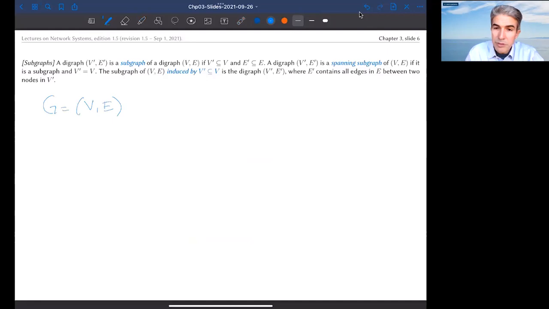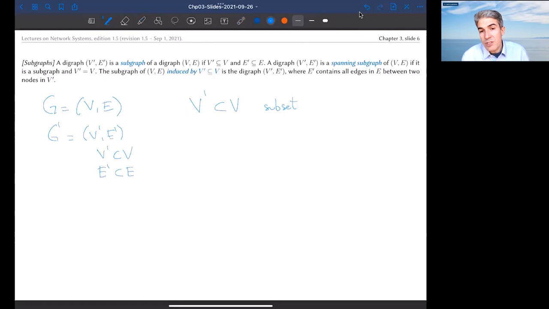Now, you certainly know what it means for V prime to be a subset of V. That means that every element of V prime is in V. Possibly V contains even other elements. It's just a subset. The graph has two sets. So basically a graph G prime equal to (V prime, E prime) is a subgraph when both have to happen. V prime is a subset of V and E prime has to be a subset of E. That's all you need to remember essentially, that to be a subgraph, both your sets of nodes and sets of edges need to be subsets of the corresponding sets of nodes and edges for the full graph, right?